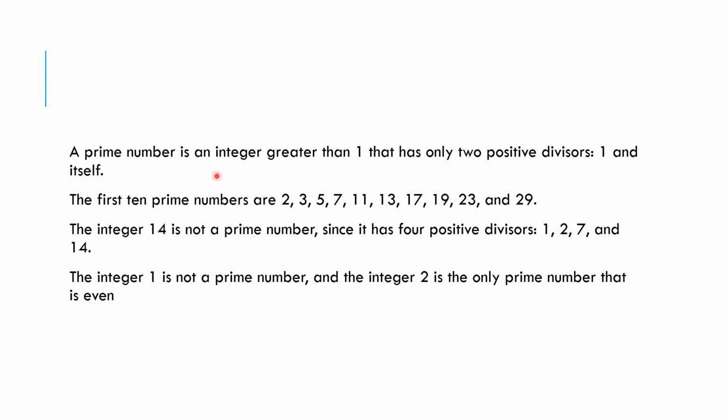A prime number is an integer greater than 1 that has only two positive divisors, 1 and itself. The first 10 prime numbers are 2, 3, 5, 7, 11, 13, 17, 19, 23 and 29. The integer 14 is not a prime number since it has four positive divisors, 1, 2, 7 and 14. The integer 1 is not a prime number and the integer 2 is the only prime number that is even.